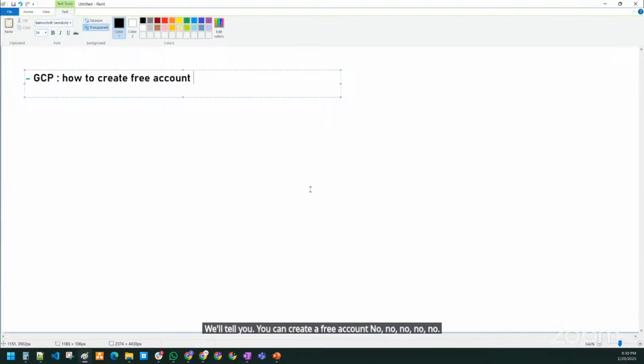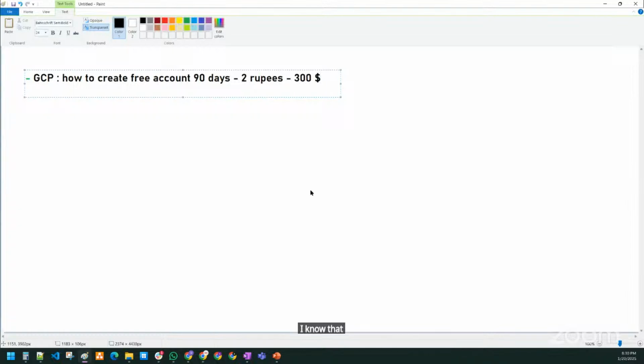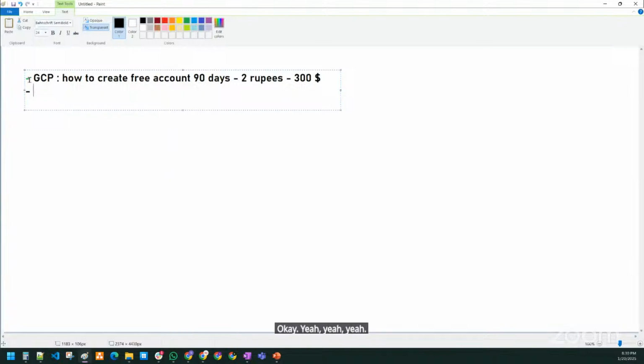I'll tell you. In GCP, if you try to create an account, the validity is 90 days for 2 rupees, and they are going to give you $300 worth. I know that, but for the database it will take only 40 days. That is enough, right? You can create one more. No one is stopping you. Sir, my 90 days are completed, but I still wanted to practice. Create one more. No one is stopping you. Okay, thank you.